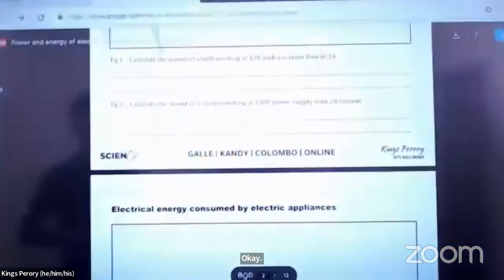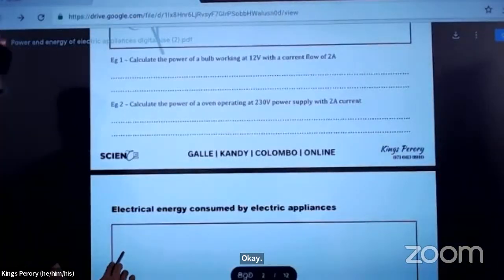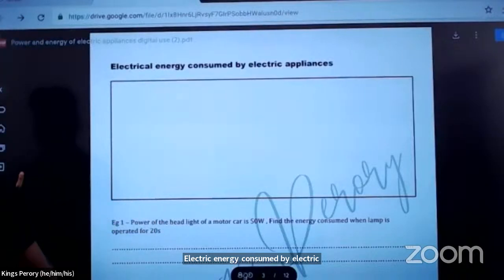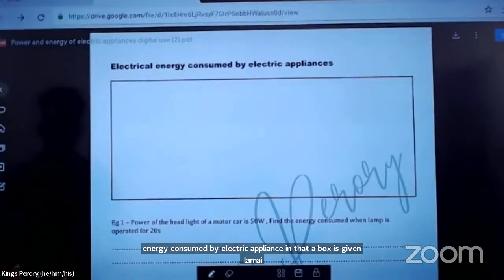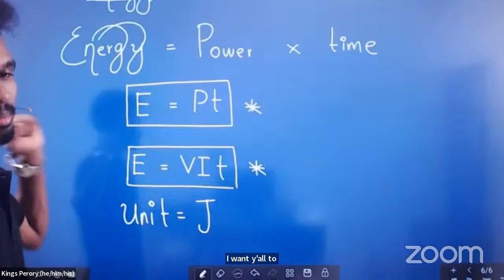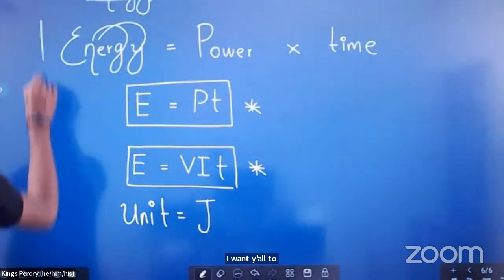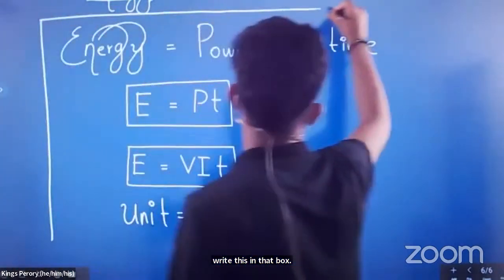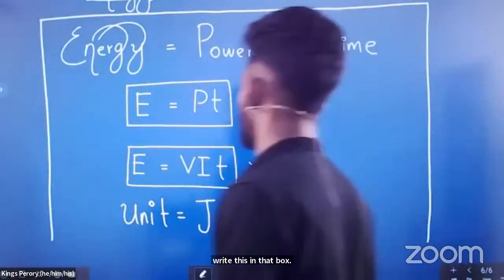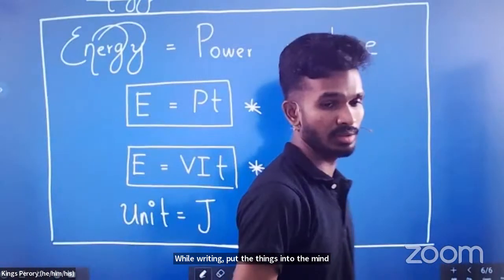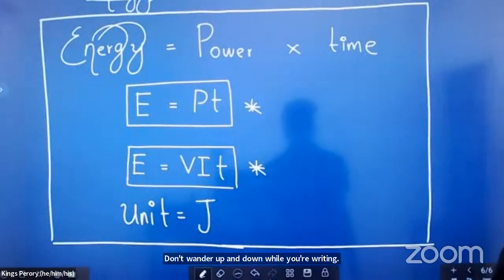Go to the energy part. Electric energy consumed by electric appliance. In that, a box is given. I want you all to write this in that box. Nicely write it. While writing, put the things into the mind. Don't wander up and down while you are writing. Keep your mind under your control.